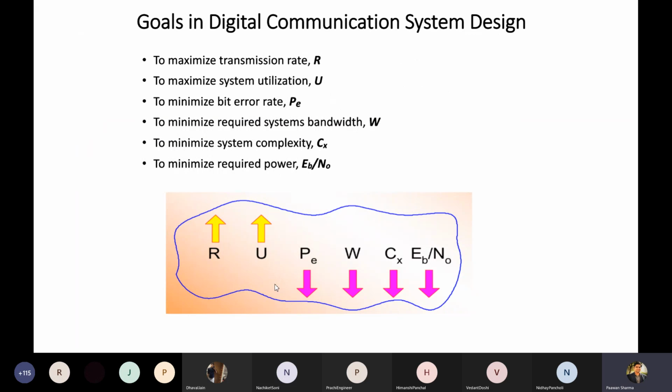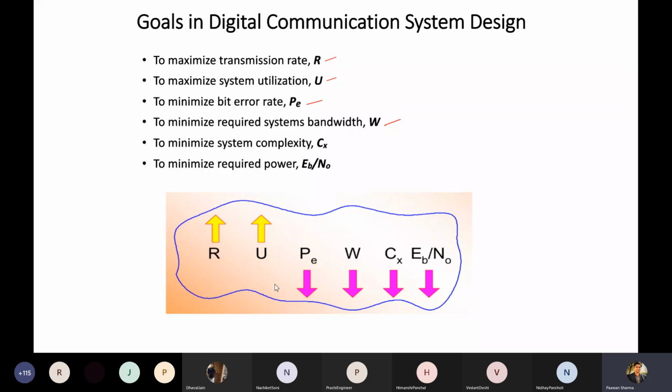Now, what goals should there be in a communication system? So we will want all the good things. We don't want bad things. So these all are bad things. These all are good things. Best transmission rate, highest data rate, best system utilization. Least bit error rate. Okay, least bandwidth requirement. One thing is bandwidth availability. One thing is bandwidth requirement. So with regards to bandwidth requirement, it should be least. With regards to availability, it should be very high.